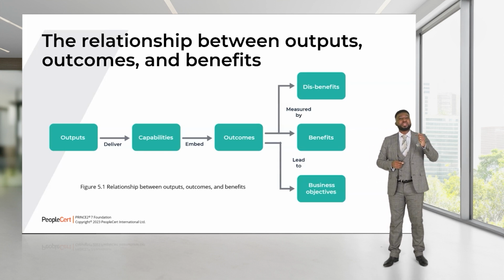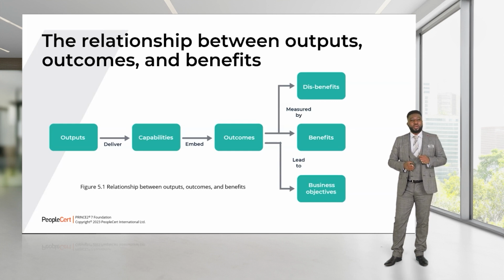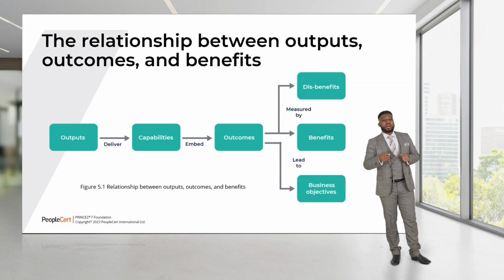We're also going to consider the disbenefits. What are the things that we're giving up? So what are the things that are certain, they're negative, and they're a direct consequence of this output or of us using this output? We're also going to consider whether the outcome has actually led to the business objective that we wanted. Are we where we thought we were going to be?